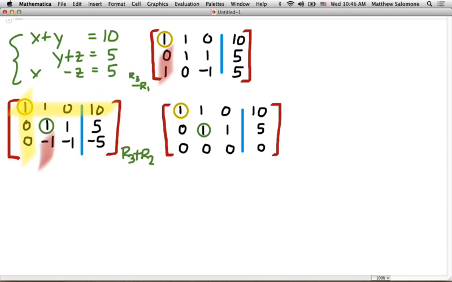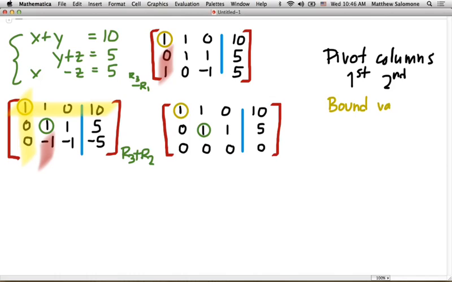So let's keep score over here. Pivot columns are the first and the second. Keeping in mind what pivots are intended to tell us, that tells us that we can solve for the values of the variables that correspond to those columns. We call those bound variables. These are variables that we're going to get expressions for. And what are those two variables if the first and second columns are the pivots?